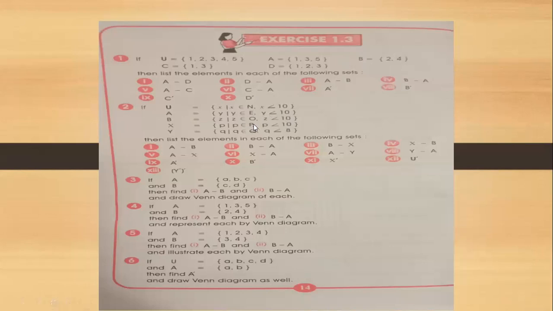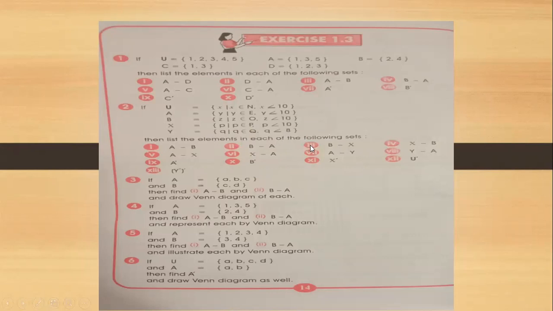P such that P belongs to prime numbers, where P is less than 10, means the prime numbers are 2, 3, 5, 7. Y is equal to Q such that Q belongs to Q. Here cut this Q and write capital C over there on page number 14. Capital C means composite numbers. Q such that Q belongs to capital C, where Q is less than or equal to 8. Composite numbers mean 4, 6, 8. Why is 8 included? Because there is a sign of equality over there.